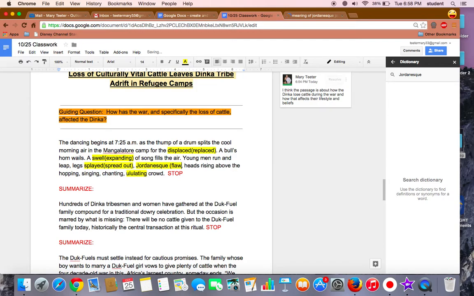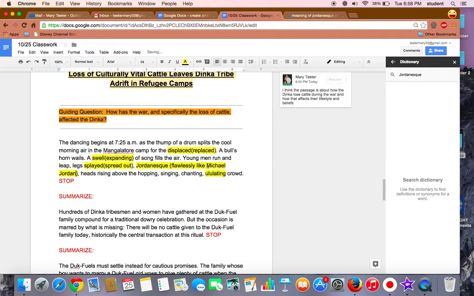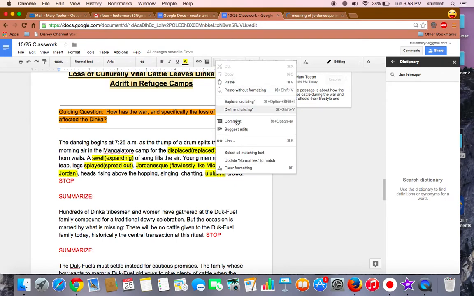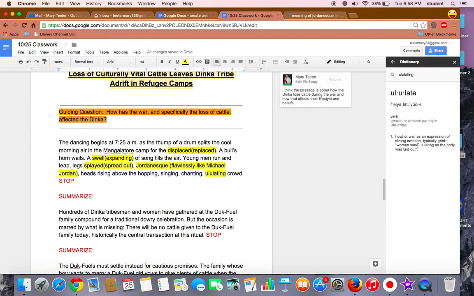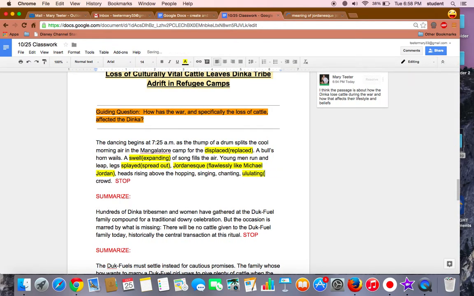So flawlessly. And now that I'm thinking about this more, it could probably have a relation to Michael Jordan. It could be like Michael Jordan since these people are jumping and running. So perhaps like Michael Jordan, I'm going to add to. And the last word is ululating. And that one says, howl or wail as an expression of strong emotion. So I'm going to just put emotional.